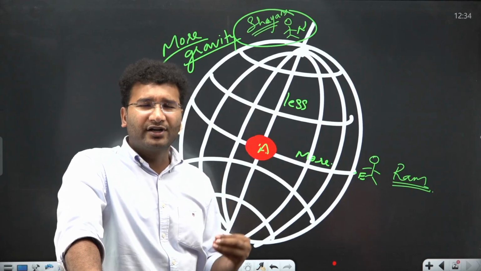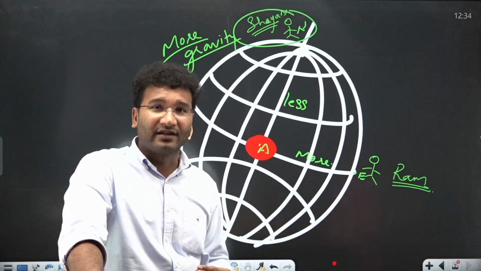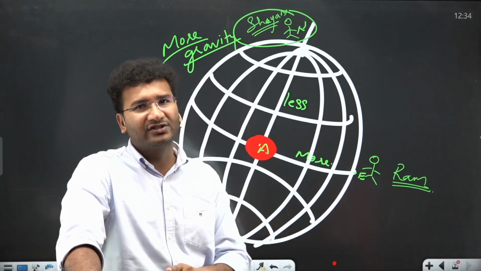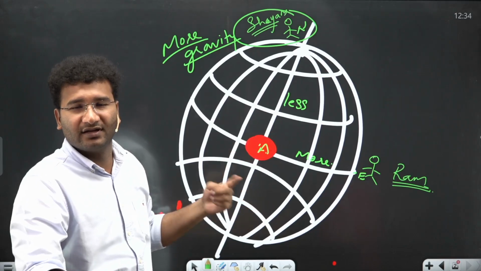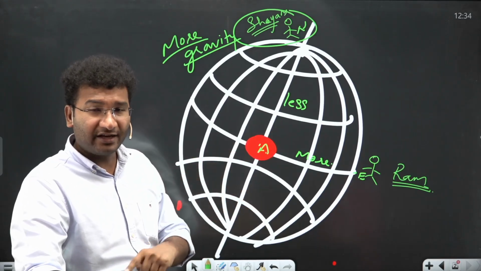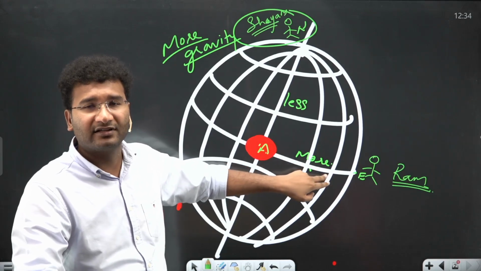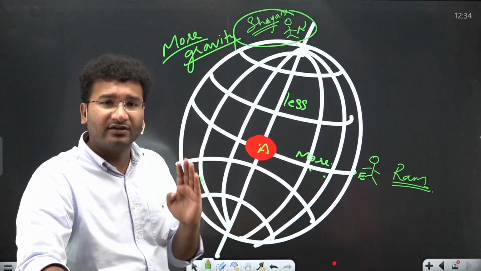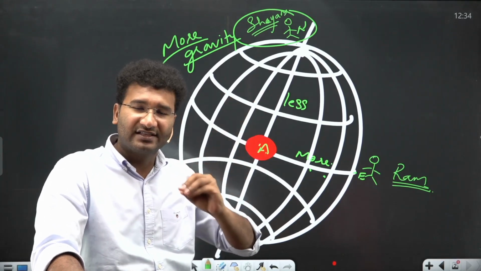So if you look at the people near the equator, they experience less gravity, and that's why, if you wanted to launch a rocket, would you choose a point near the polar region or near the equatorial region? You will always like to choose a point near the equator, because at the equator the gravity is less, and your aeroplane or even your rockets take less fuel to fly because they have less gravity.